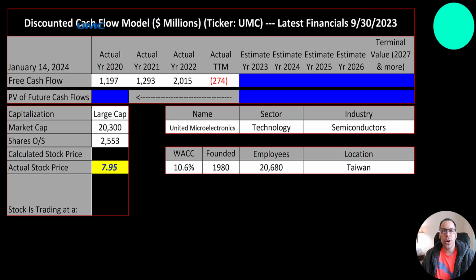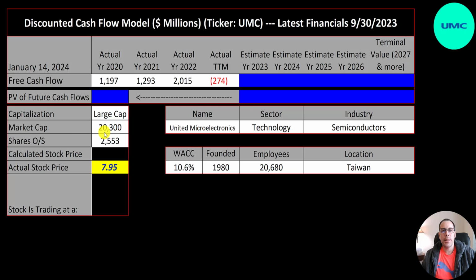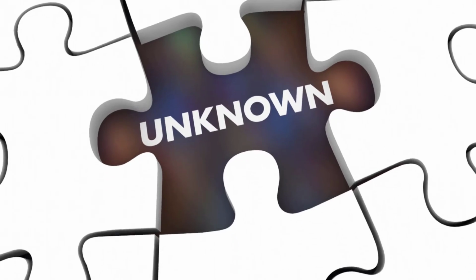In this video I'm going to walk you through the process of valuing United Microelectronics stock by analyzing their financial statements and dissecting their financial ratios so we can determine if it's a buy or a sell. Let's get started with the model. This is a large cap company, 20 billion market cap. They're trading at $8 a share and they have 2.6 billion shares outstanding. Let's look at their financials.